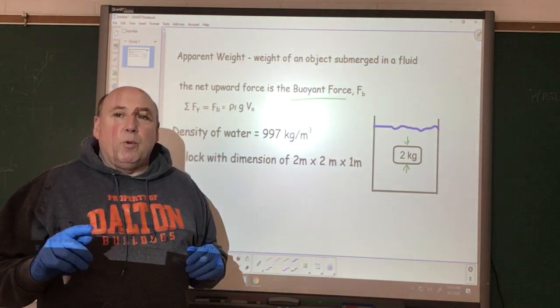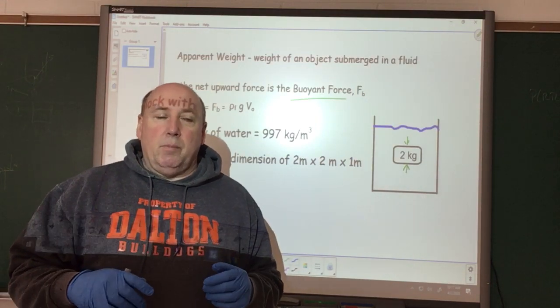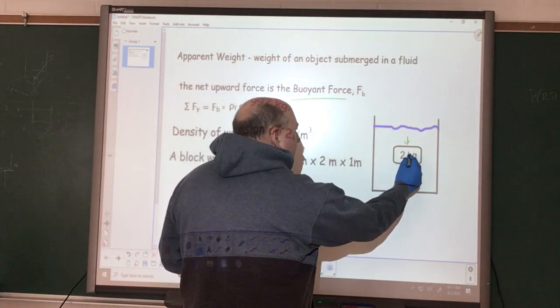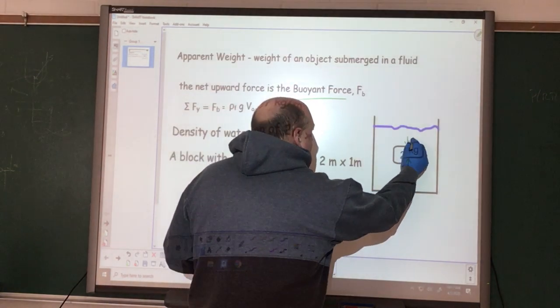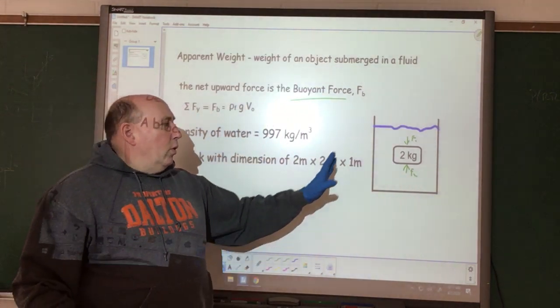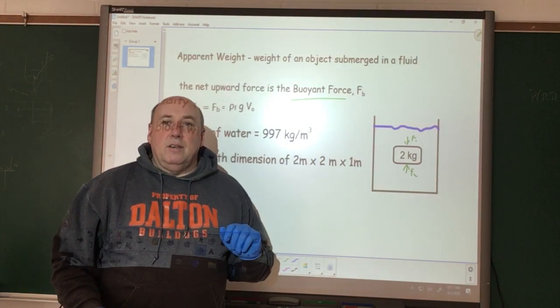That goes to one of the questions that was in the book, or in my assessment at the end of the notes. I have two forces here, force 1 and force 2. Which one would be greater if I have a net upward force?